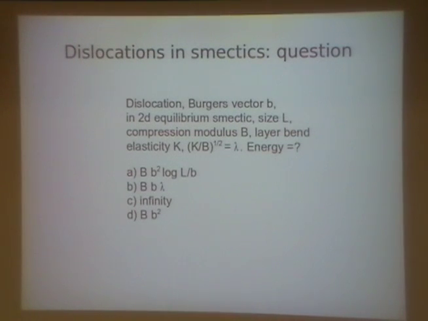So here's a question. How many of you know about the energetics of dislocations in Smectics? Well, okay, let's pose this question to those who do know it.